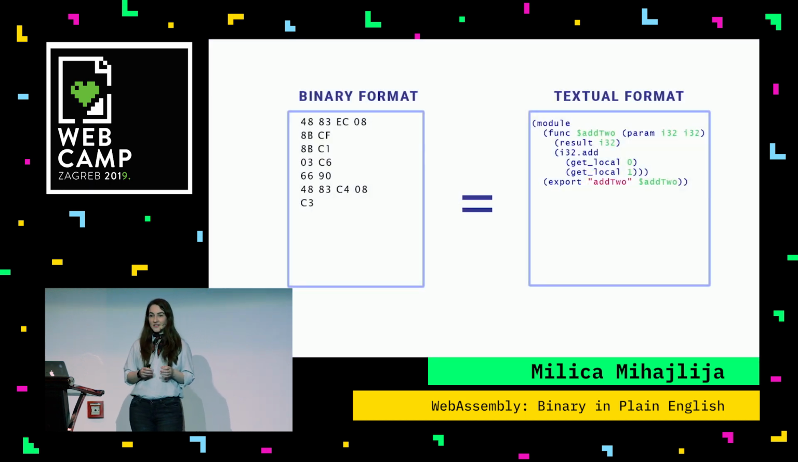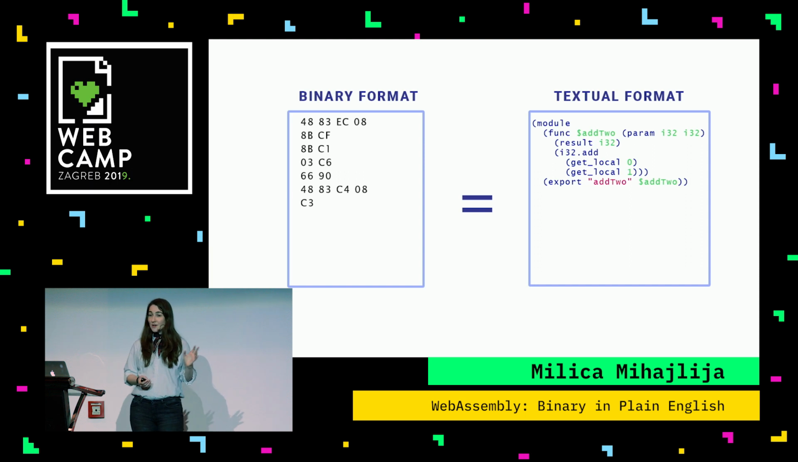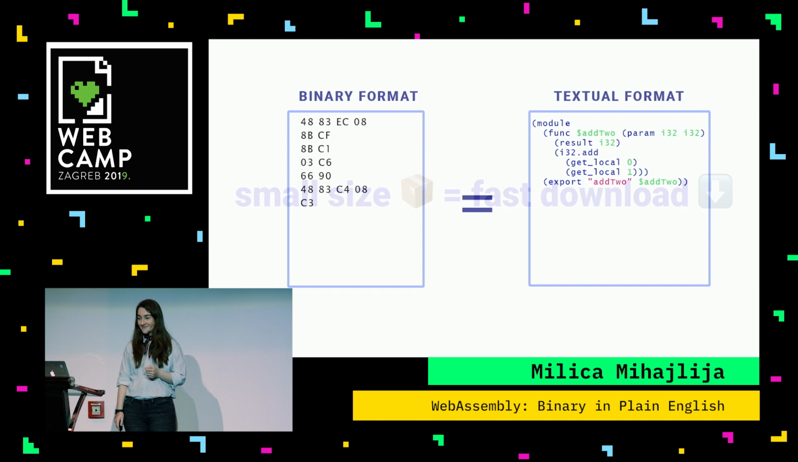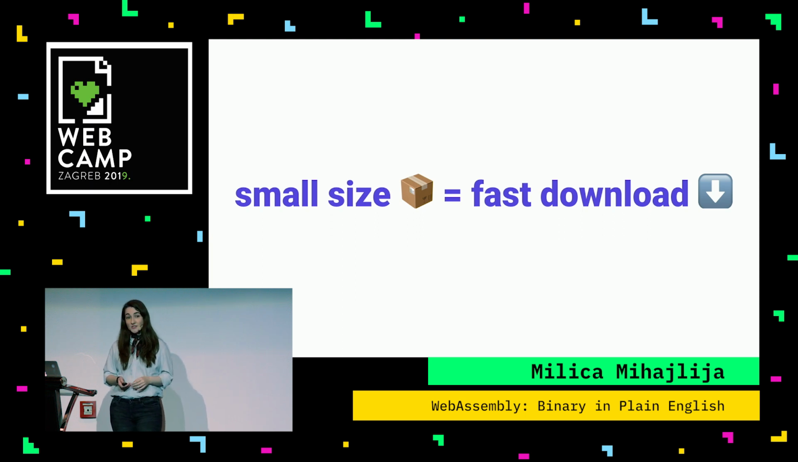WebAssembly is a low-level binary format. This is what it looks like. It's a bunch of numbers. It also has an equivalent textual format that you could technically write by hand, but really it's only meant for debugging. Binary representation is what's actually delivered to the browser. Now, binary files are much smaller than textual JavaScript files. They're faster to download, and this is especially important on slow networks.